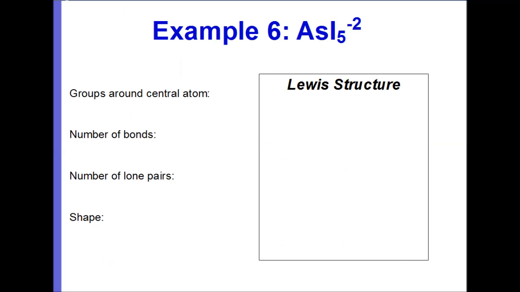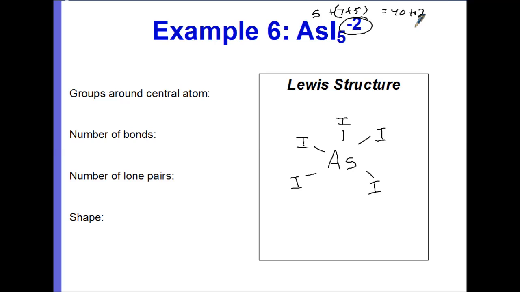Let's take a look at example number 6 now, AsI5 with a -2 charge. So we have the As in the center, and we are going to bond 5 iodines around the central atom. Let's take a look at how many valence electrons we are going to need. This is going to have 5 plus 7 times 5. That gives me 40. So I have 40 so far, but I have to account for this 2 right here. So I have to add 2 more, and I'm going to get 42 valence electrons.